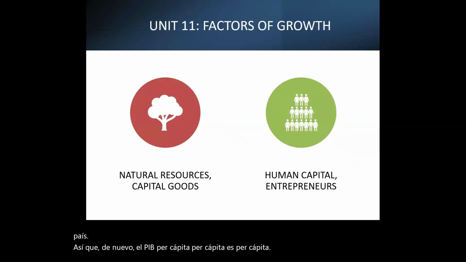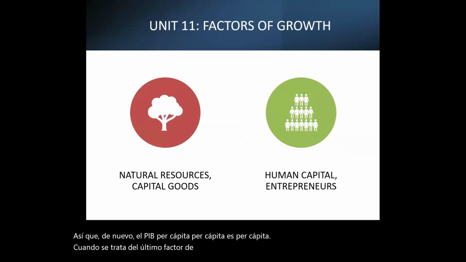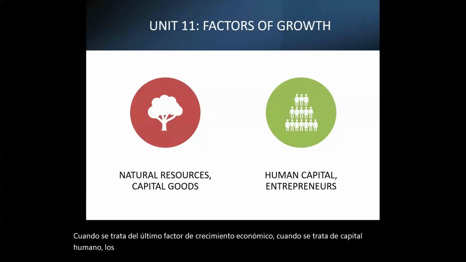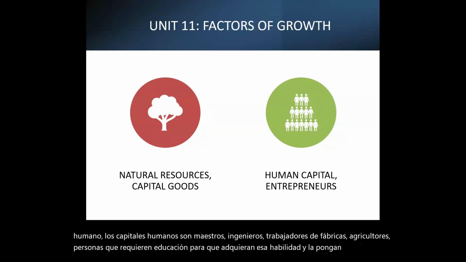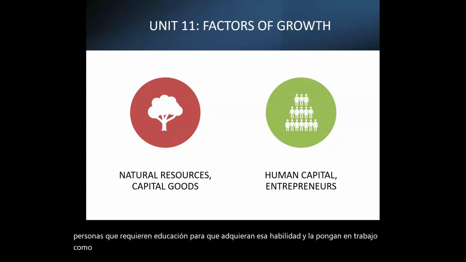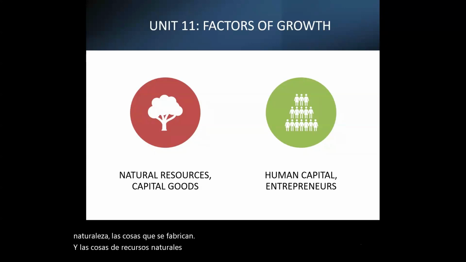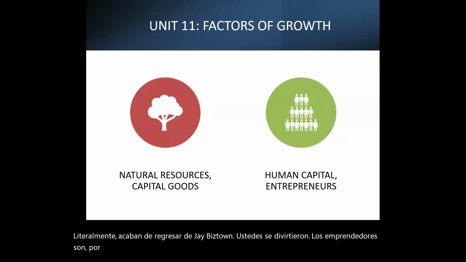When it comes to the last factors of economic growth, human capital are teachers, engineers, factory workers, farmers, people that require education to acquire that skill and put it to work. Capital goods are man-made goods, the things that are not from nature, the things that are fabricated, and natural resources are things that come from nature. Entrepreneurs, y'all literally just came back from JA BizTown. You guys had fun. Entrepreneurs are, of course, people that make business, run business.